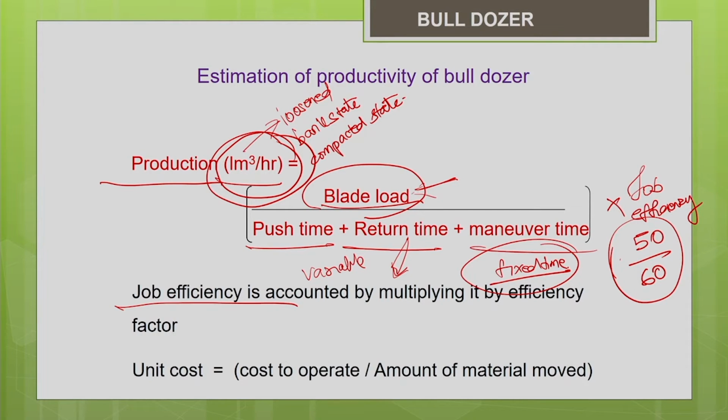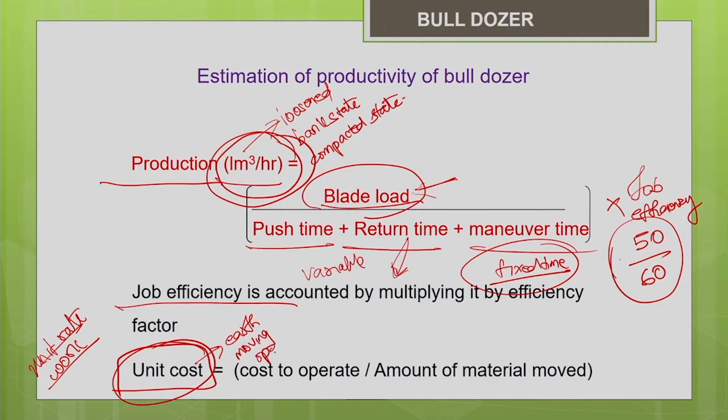After this you have to calculate the unit cost of production. This is a very important term, because as I told you, when you plan for bidding in a unit rate contract, we are very much interested in this data. What is the unit cost associated with every activity? Unit cost of earth moving operation. So, how do we find the unit cost of earth moving operation?